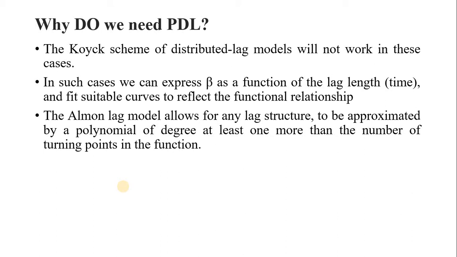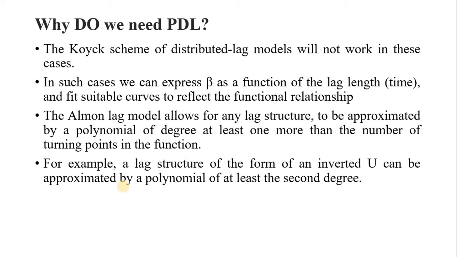So Almon's model allows for any lag structure. Whether the lag is U-shaped or inverted U-shaped or a cyclical pattern, whatever the lag structure, Almon's model allows us to build a model. The basic idea behind Almon's model is that any lag structure can be approximated by a polynomial of degree at least one more than the number of turning points in the function. First, we fit a suitable function to get the relation between beta and the lag length, and after that, this relation can be approximated by a polynomial of degree at least one more than the number of turning points.